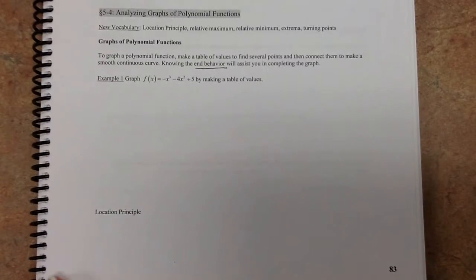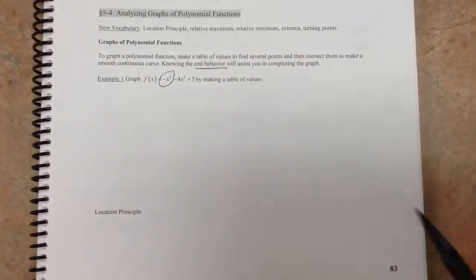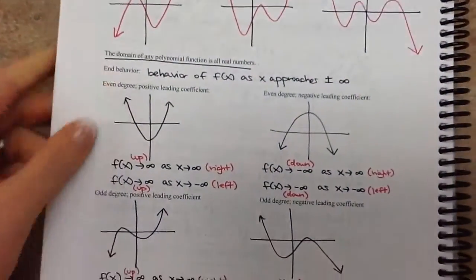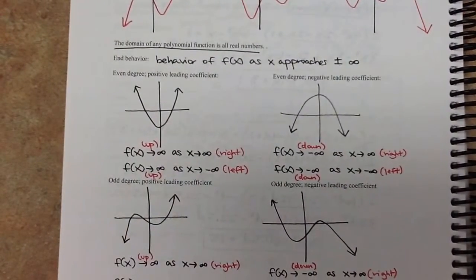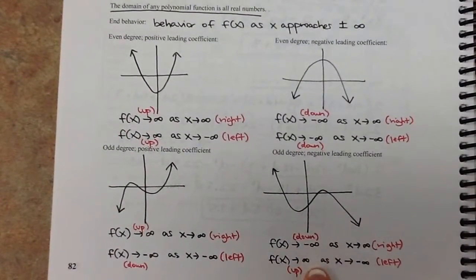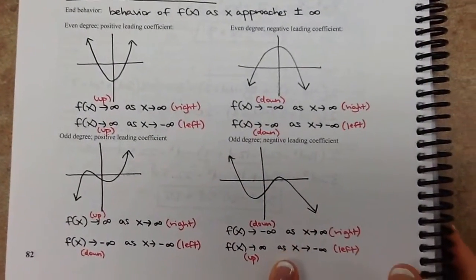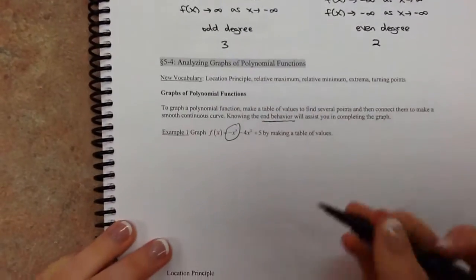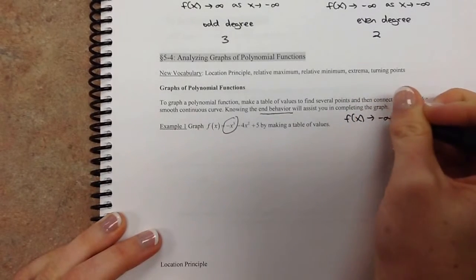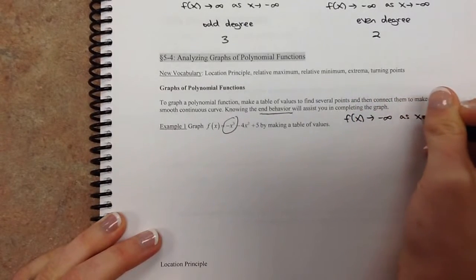So we're going to look at this leading term, and this leading term is going to tell us everything we need to know. If you look back at the previous section, what we just had here was an odd degree with a negative leading coefficient. So we know that this is supposed to be the end behavior right here. So I'm just going to copy that down onto our new problem. So this is our end behavior, just so we know what to expect.